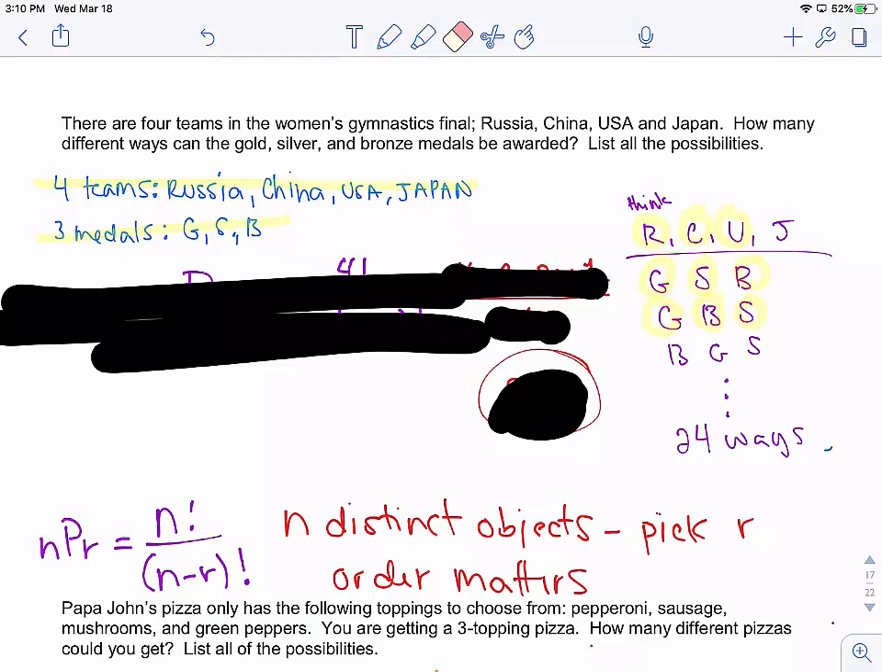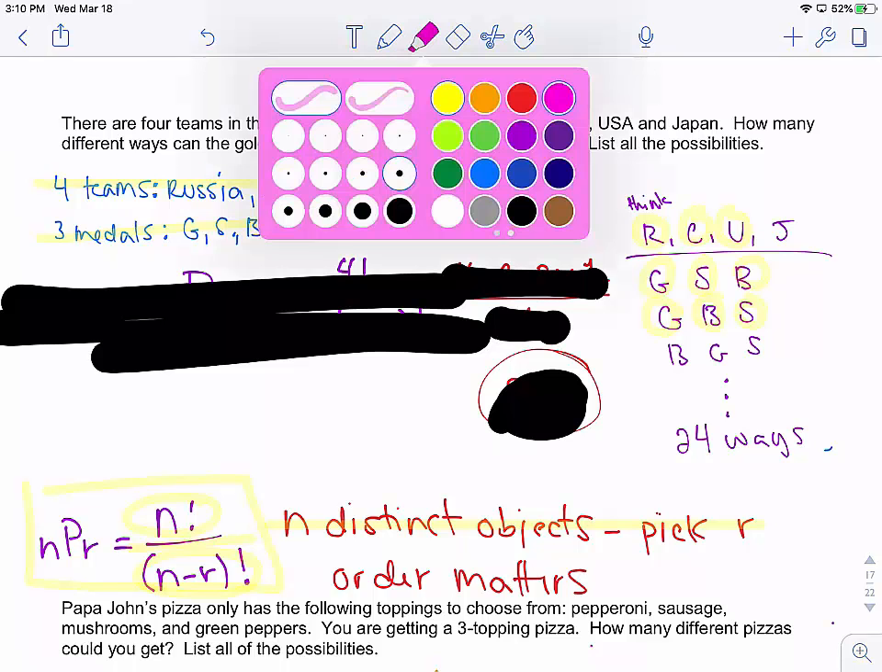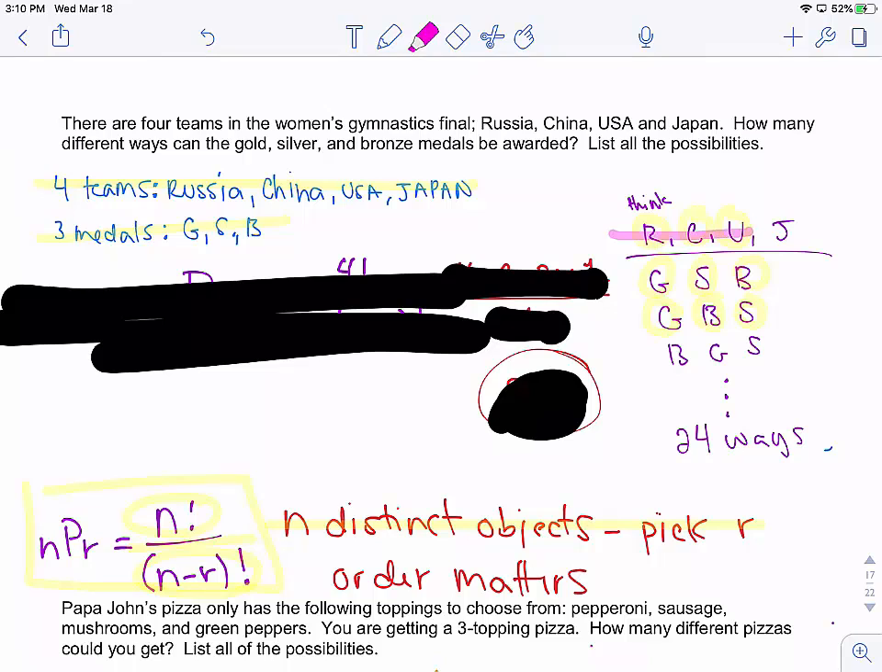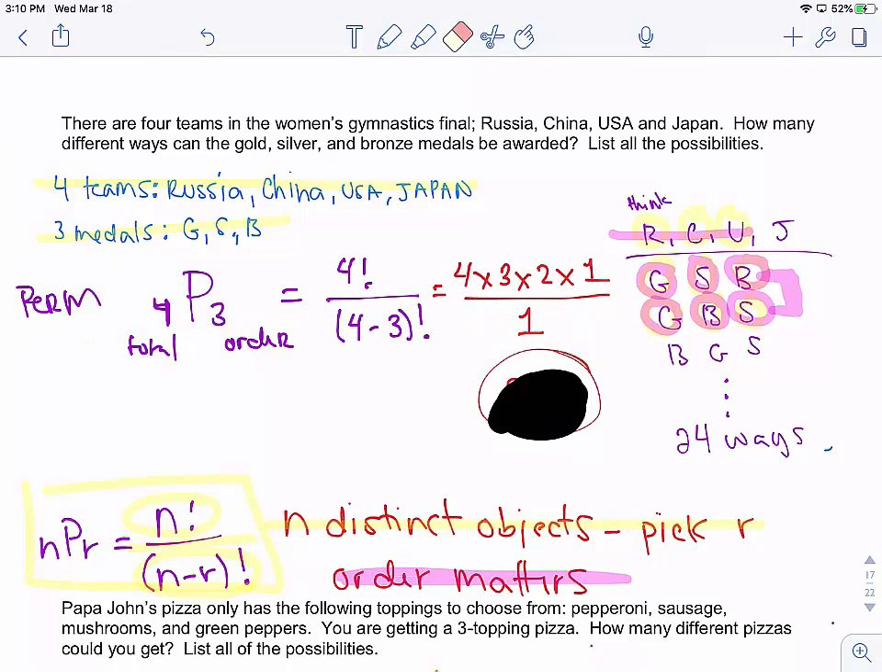It is a permutation, and the formula to find it is n factorial all over n minus r factorial, and it is n distinct objects where you pick r of them, and order matters. And what it means by order matters is this one had Russia, China, and the USA, but Russia came first, China second, and USA third. That is different than Russia first, China third, USA second, or gold, bronze, and silver. Even though they are the same countries, they are different outcomes. So order matters, okay? And you may have seen this before. So it's called a permutation.